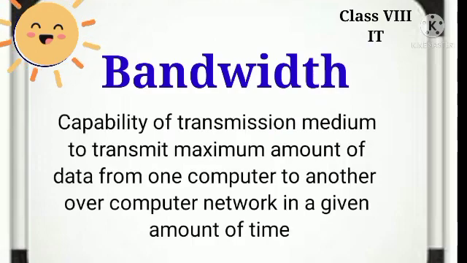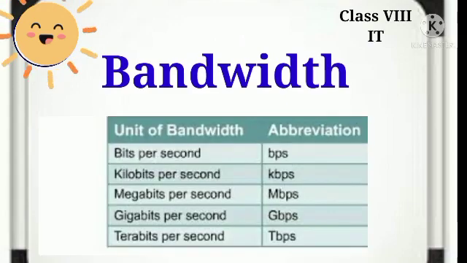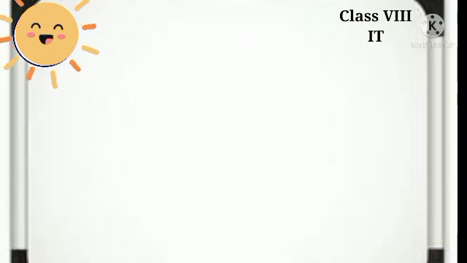Bandwidth. Capability of a transmission medium to transmit the maximum amount of data from one computer to another computer over the computer network in a given amount of time. The maximum capability to transmit the data is called bandwidth. These are the units of bandwidth: bits per second, kilobits per second, megabits per second, gigabits per second, and terabits per second. These are some of the units.